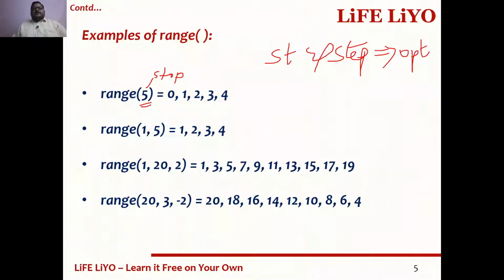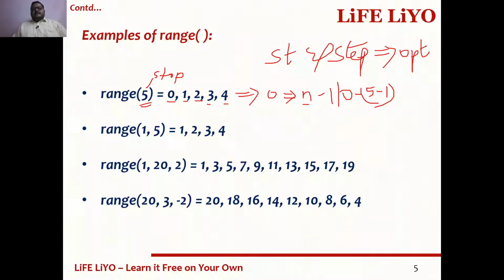So if I give 5, it is going to print from 0 to n minus 1. So what is 0? What is the n minus 1? n is nothing but the stop value. So 0 to 5 minus 1, that is 0 to 4. That's why 0, 1, 2, 3, 4.